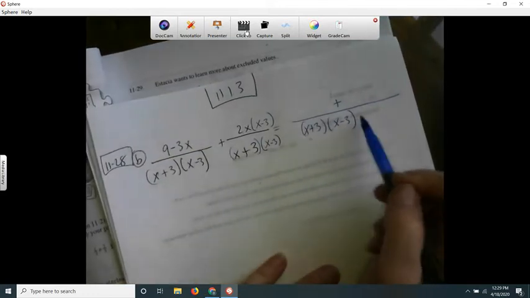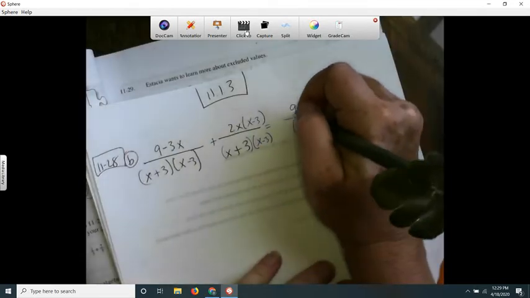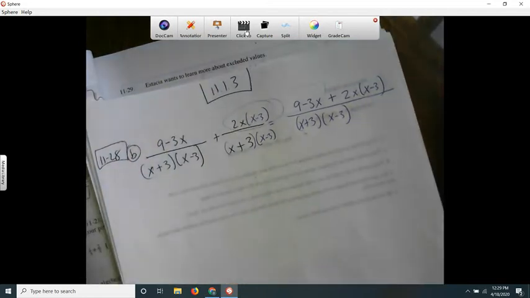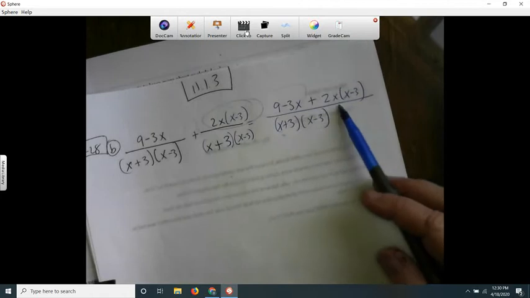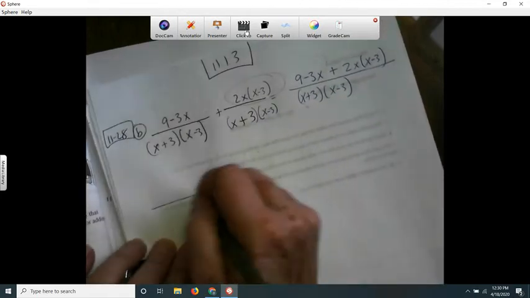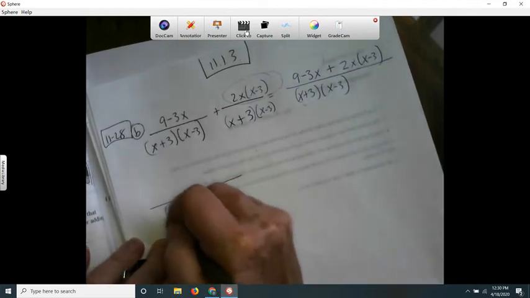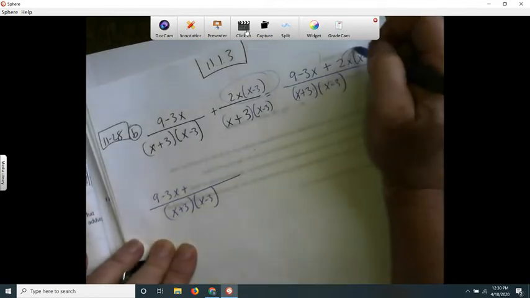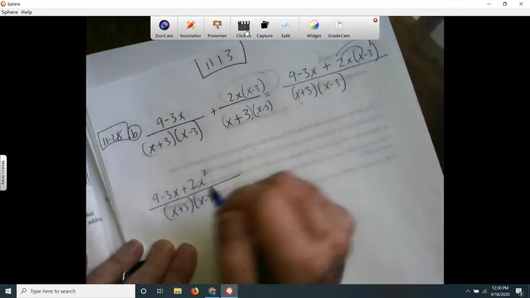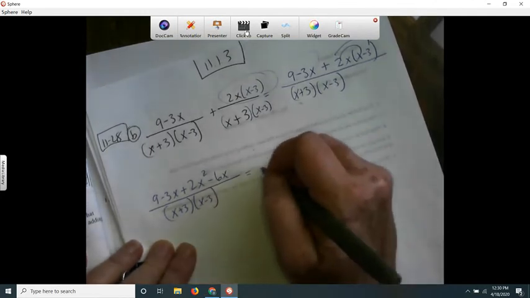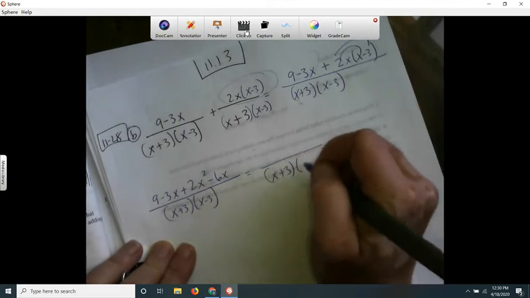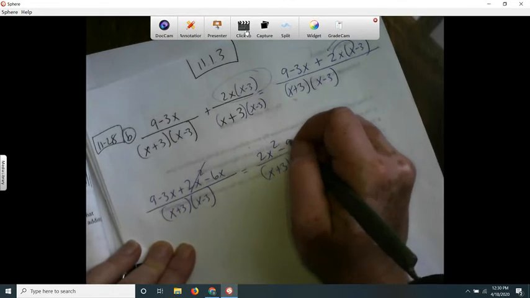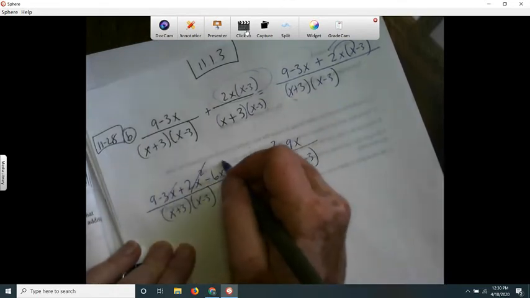Now they have the common denominator, so I just add the numerators. So I'm going to take this numerator and this numerator. That's how I always do it, because I try to skip some steps, or make it so it's not so long. Okay, now I'm going to just rewrite this a little nicer. So I'll keep my same denominator. This will be 9 minus 3x plus 2x squared minus 6x, right? And then clean it up a little bit. This will be 2x squared minus 9x plus 9.